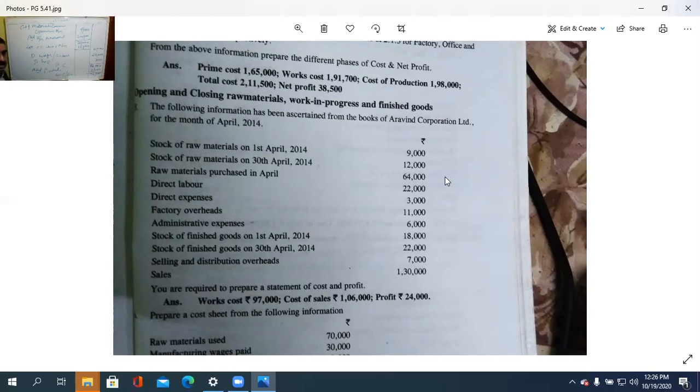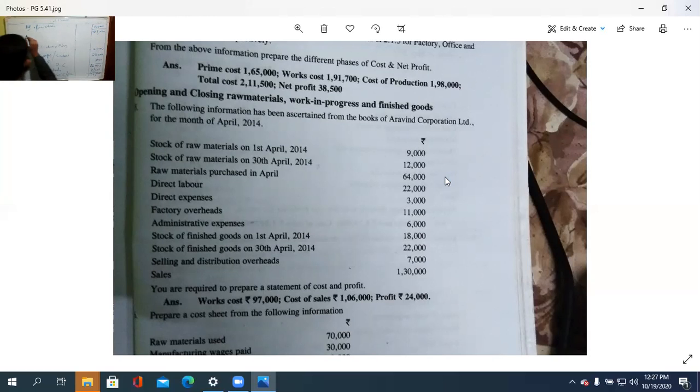Along with that, we need to adjust the finished goods opening and closing. So after this, we need to do in this way. See, add office overhead, work in progress, opening, closing, nothing is there in the question, isn't it? So administrative overhead 6,000 we need to add here, isn't it? So how much? 97,000 plus 6,000, 103,000.